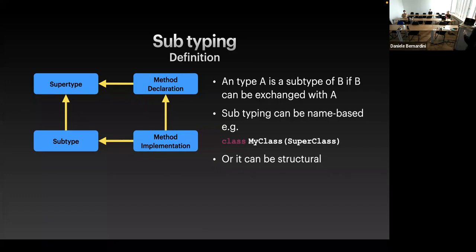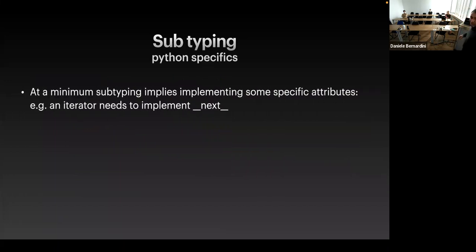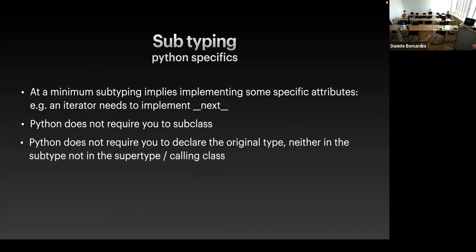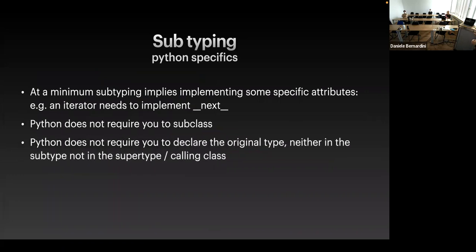So that brings us to the Python specific stuff. At the minimum in Python, for subtyping, you just need to call a method and expect that it's there. Python does not require us to subclass, right? It does not require us to declare the original type, or to declare what type you are using there.